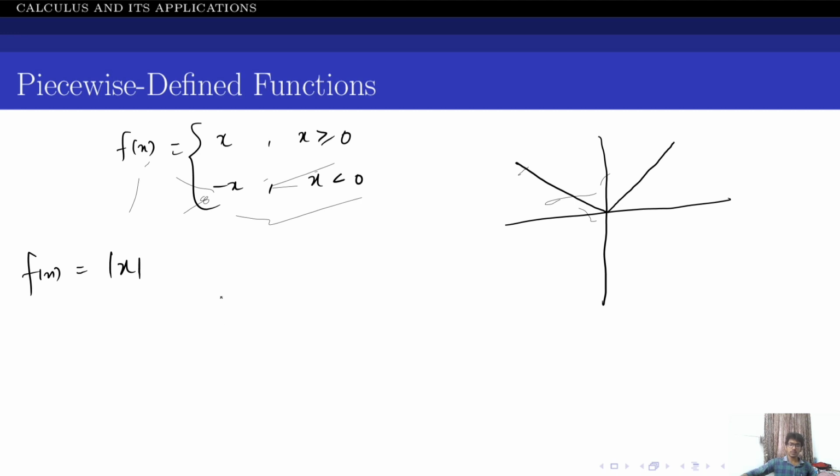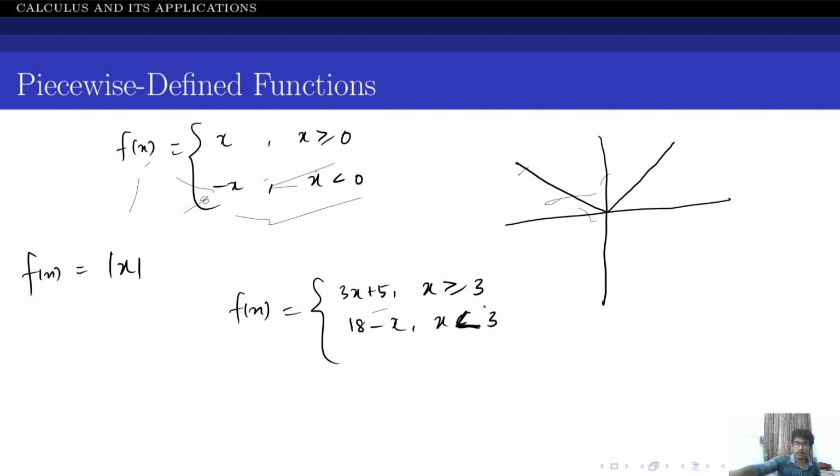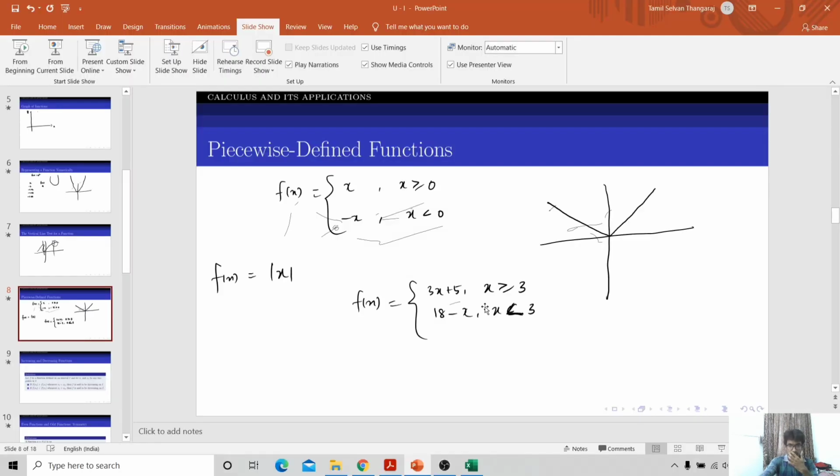Other piecewise defined functions do not generally occur, but we may define them as we wish. F of x is equal to 3x plus 5 if x is greater than or equal to 3, and 18 minus x if x is less than 3. So this is another way of defining a piecewise function. Remember what we have defined, 3x plus 5, right?